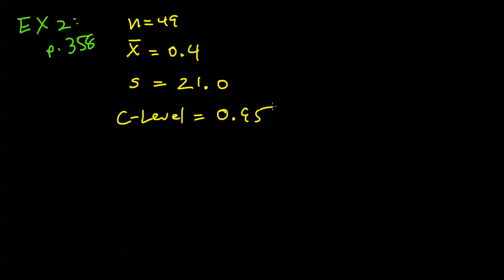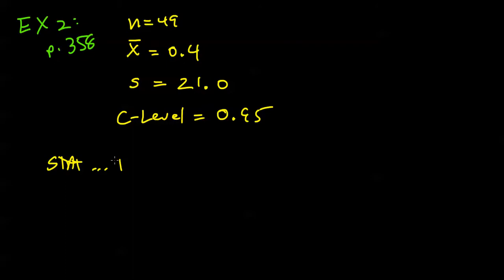Okay, so I think we get the picture here. 49 subjects undergo treatment, and you've got a sample mean and a sample standard deviation from this sample, and we want to compute a 95% confidence interval estimate for the population mean of net cholesterol changes for all subjects that undergo this treatment. Okay? Alright.